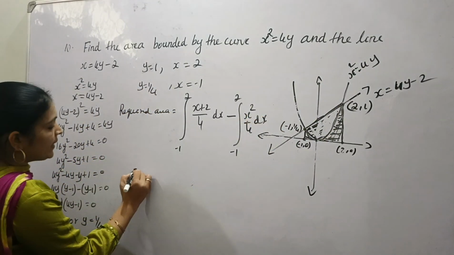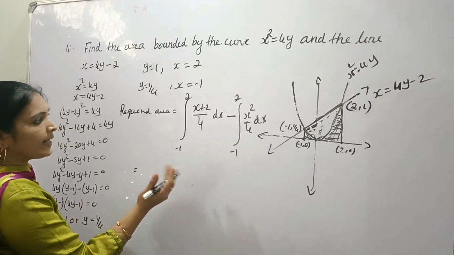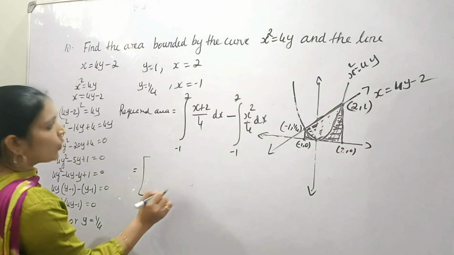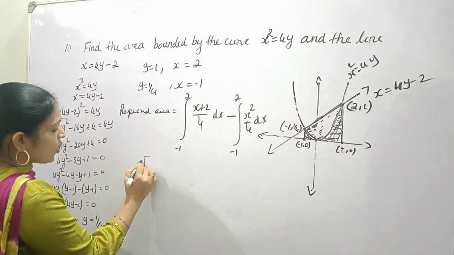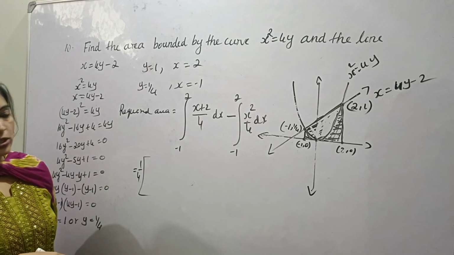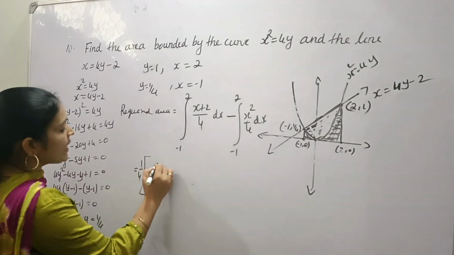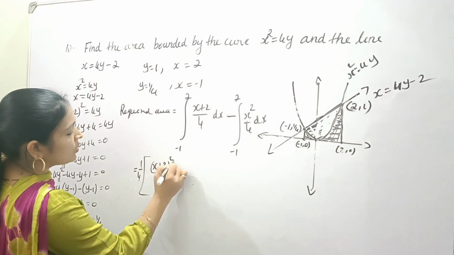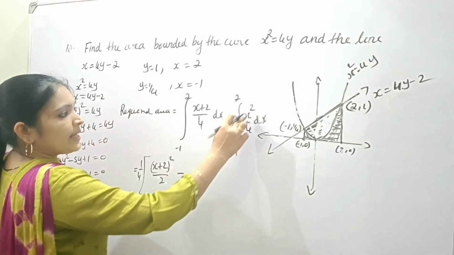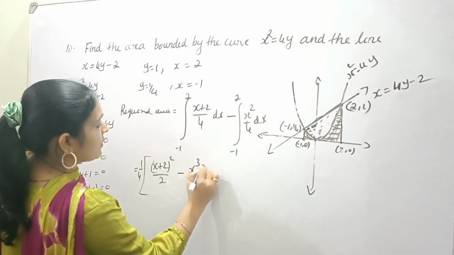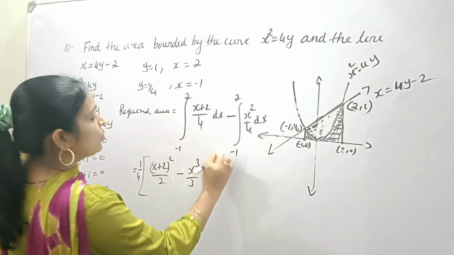Then that is equal to, let's integrate it. Limits are the same, so let's integrate it together. 1 by 4 is common in both. The integral of x plus 2 is (x plus 2) whole square by 2, minus, here the integral of x square is x cube by 3, with limits minus 1 to 2.